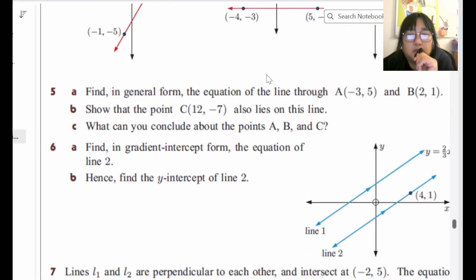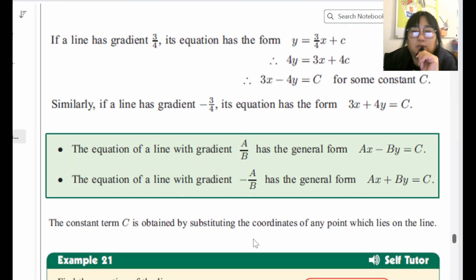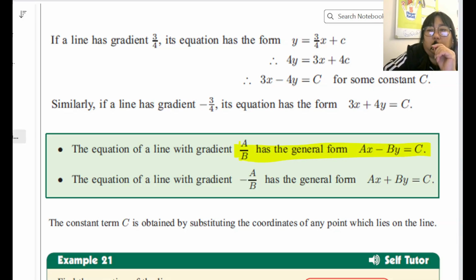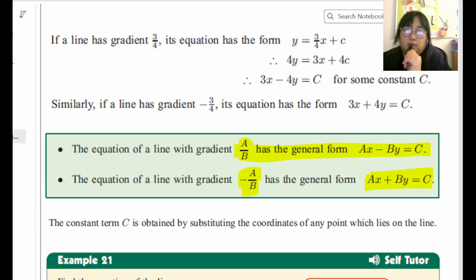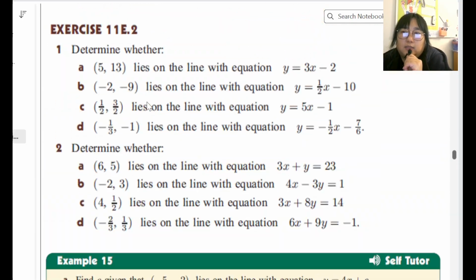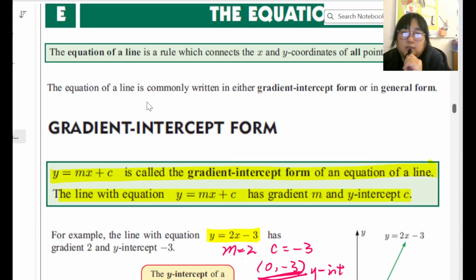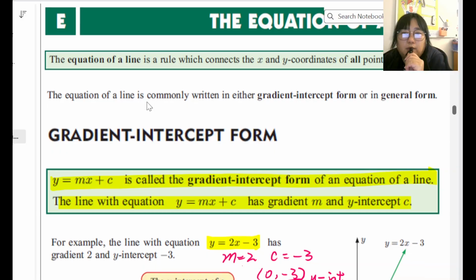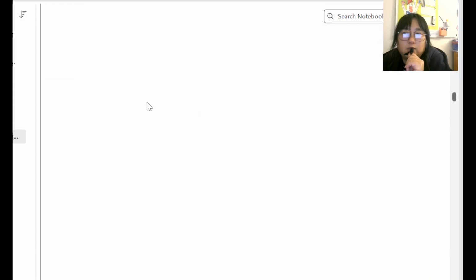So the equation of a line with gradient a over b has the general form ax plus by equals c. And we just finished this kind of ax plus by equals c, so our gradient is negative a over b. Okay, so you can keep that as a quick method in your mind. And now we will have a look at another kind of question.